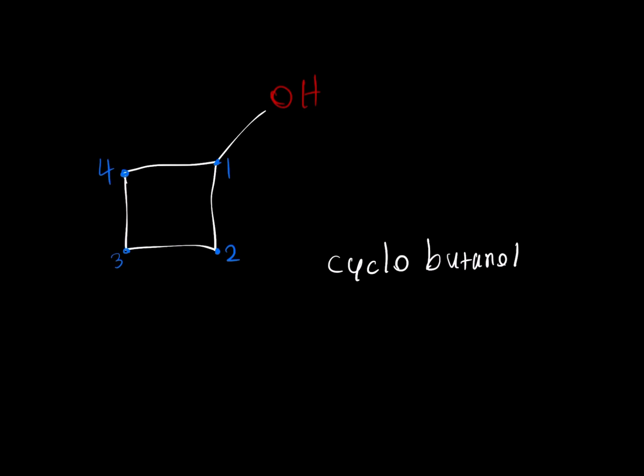Now, when you only have one substituent on a cyclic molecule, it's not really going to have a number because we assume that the OH is going to be on position 1. So we don't need to write 1-cyclobutanol, we can just write cyclobutanol because there's only one substituent.